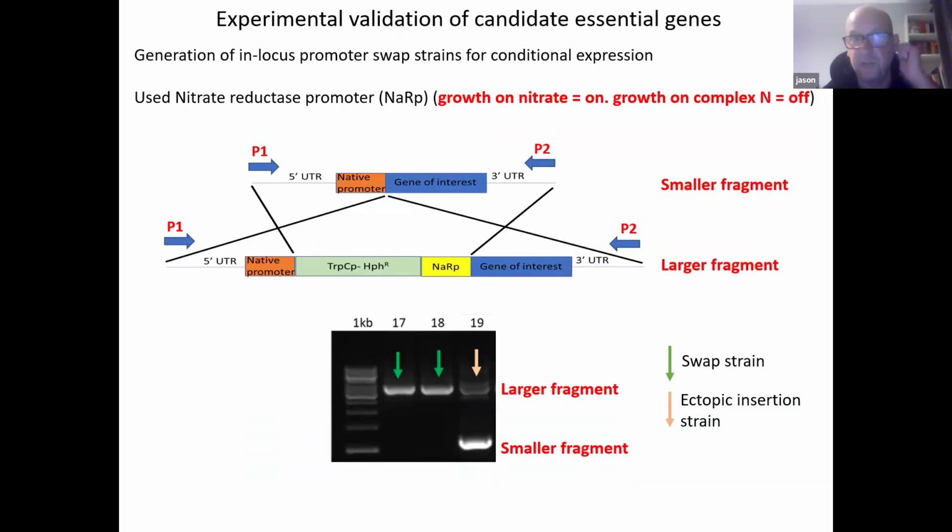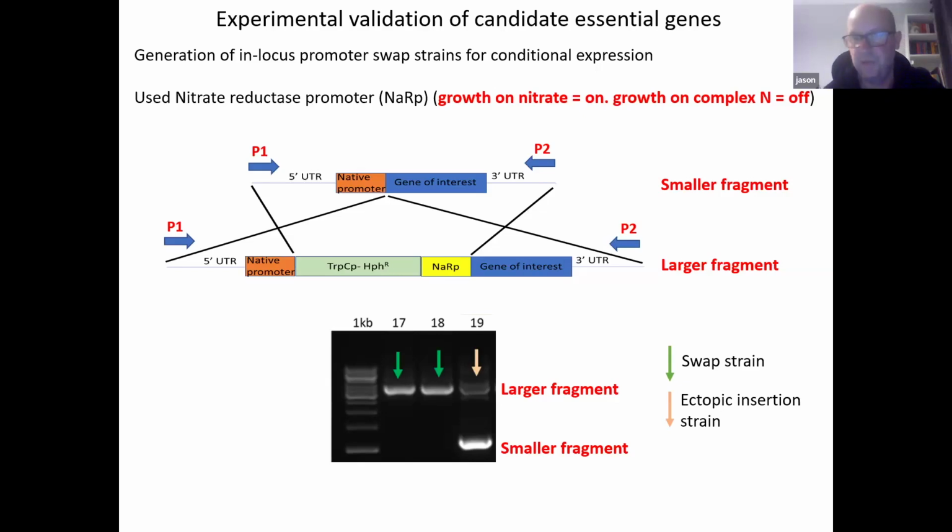What we use here is a technology where we swap the gene of interest's own promoter with a promoter we can control under laboratory conditions. So we use the nitrate reductase promoter, which effectively facilitates growth on nitrate. The promoter is on, so it switches the gene on. But if you grow the strain on more complex nitrogen media, it switches it off. So it's a growth/no growth assay, if you like, for your gene of interest, whereby you effectively control it by replacing its native promoter with that promoter.